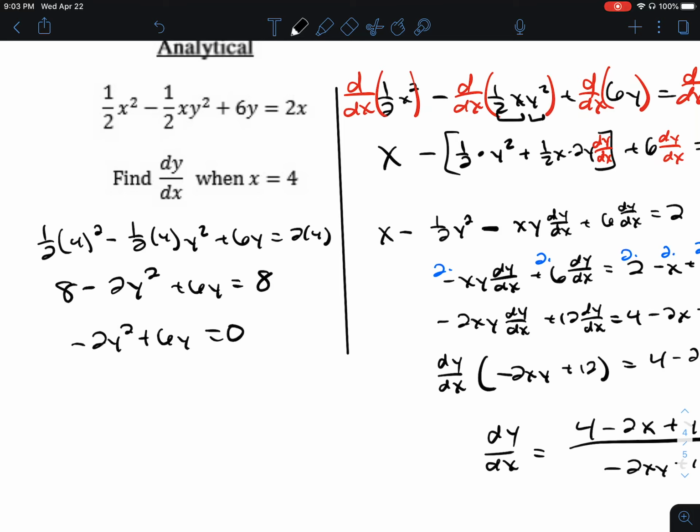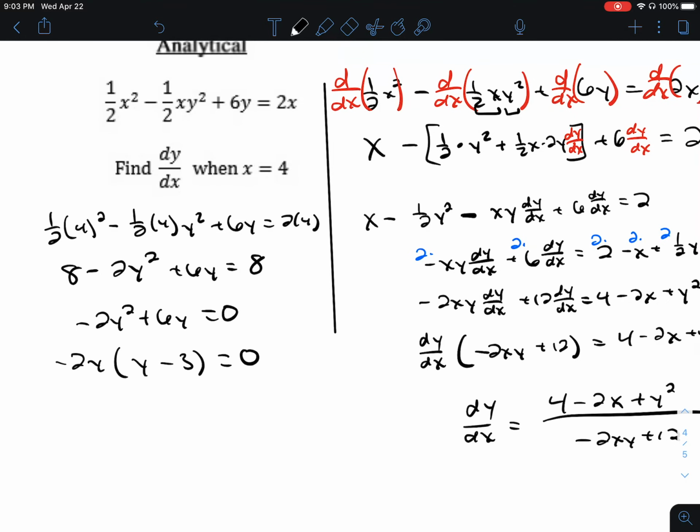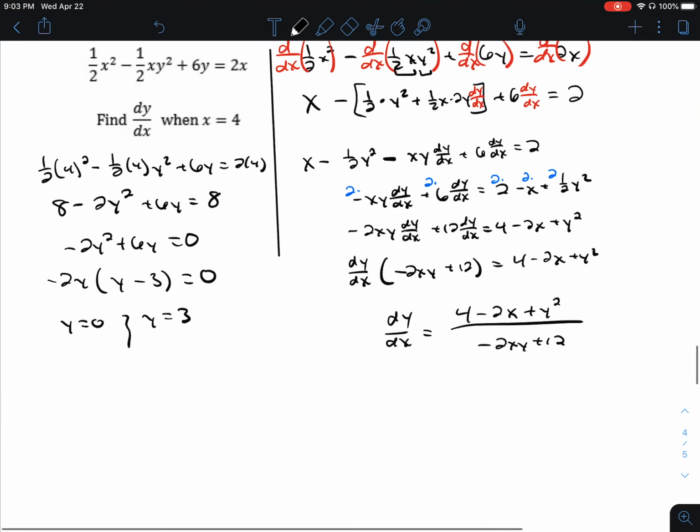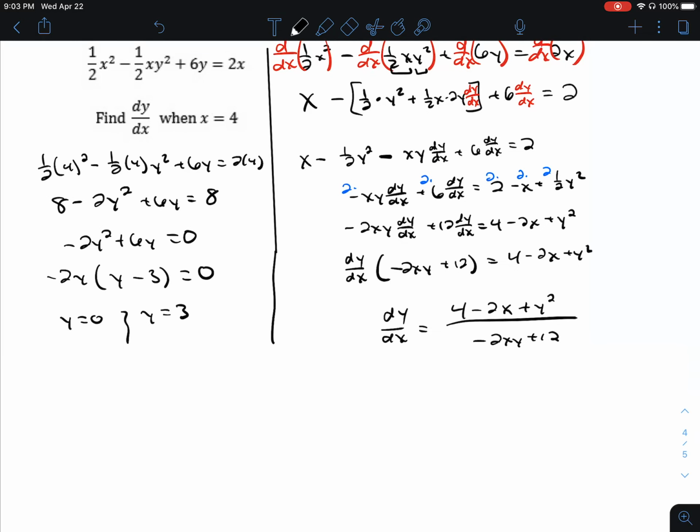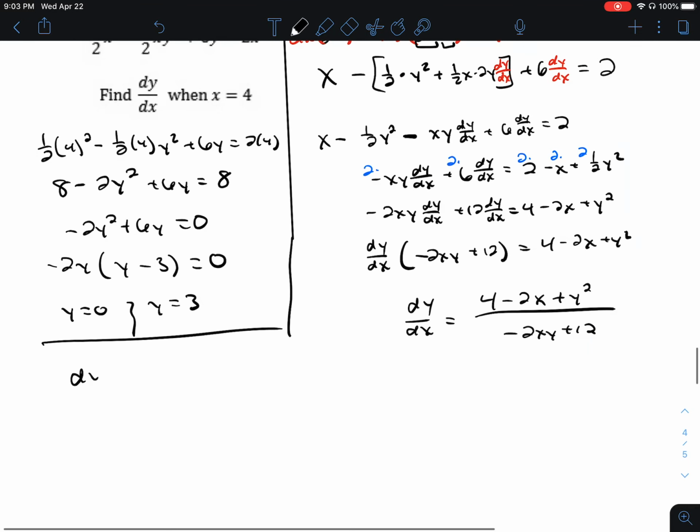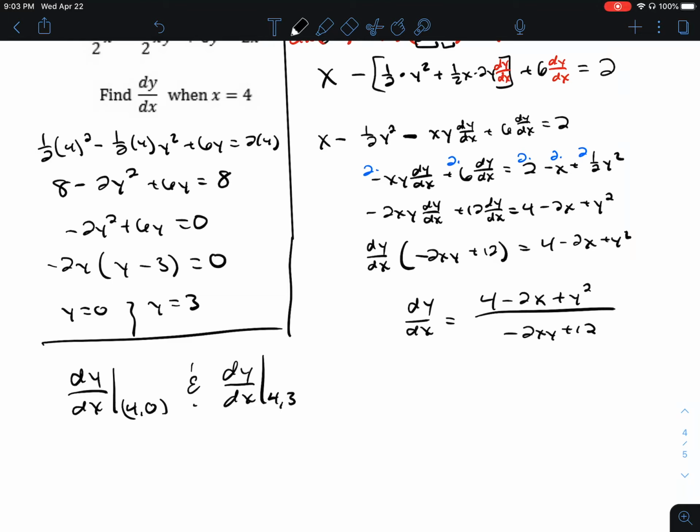The GCF of this is, let's say, negative 2y, which gives me y minus 3. If I set each of those factors equal to 0, I get, unfortunately, two answers. y could be 0 or y could be 3. So what does that mean for us? It means we need to evaluate dy over dx when x is 4 and y is 0, and we also need to figure out what dy over dx is when x is 4 and y is 3.